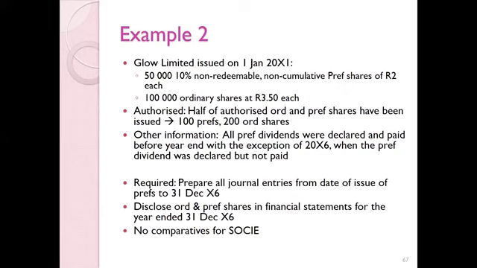Other information we are provided with is that all preference dividends were declared and paid before year end, with the exception of 20X6, when the preference dividend was declared but not paid. You are required to prepare all the journal entries from the date of issue of the preference shares to the 31st of December 20X6. You are also required to disclose the ordinary and preference shares in the financial statements for the year ended 31st of December X6, and no comparatives for the statement of changes in equity are required.